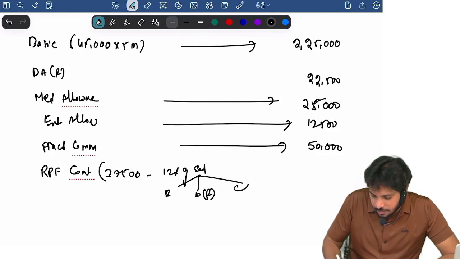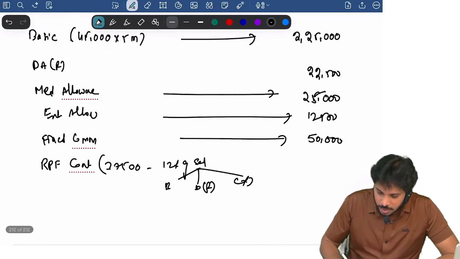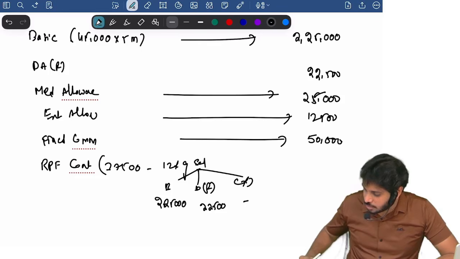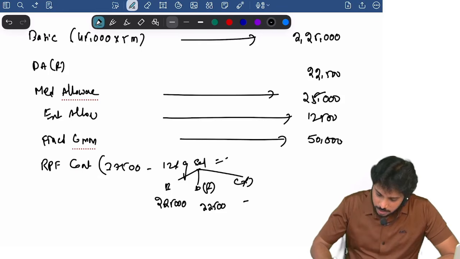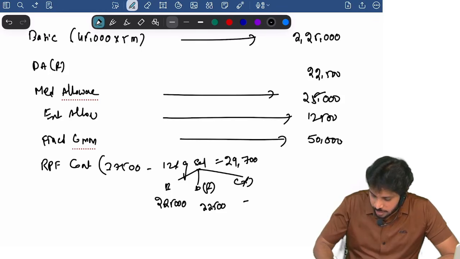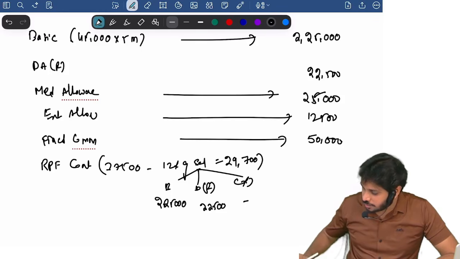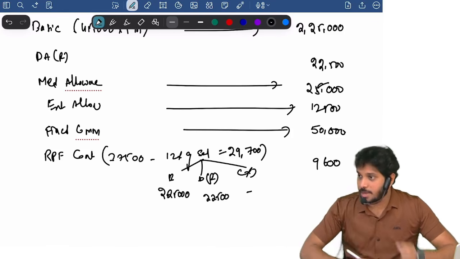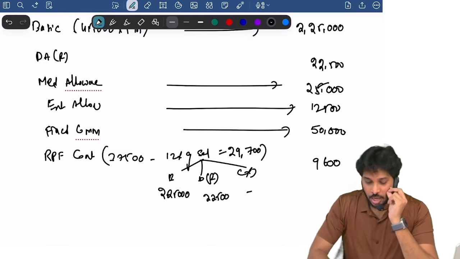Basic plus DA for retirement, commission percentage of turnover. Basic 2,25,000, DA 22,500. That's it: 2,25,000 plus 22,500 into 12%. Okay, 29,700 only is exempted. 37,500 minus 27,900, how much is it? 9,600 taxable. Understood? Yes or no? How much did the employer contribute?